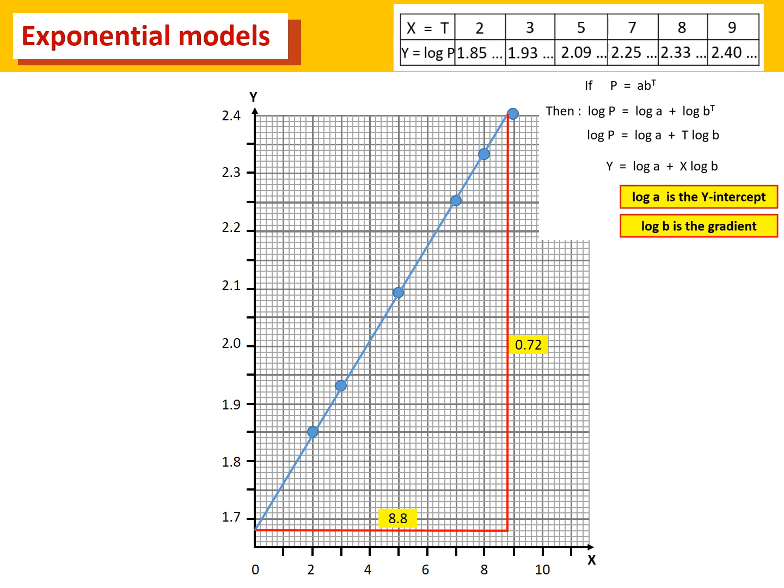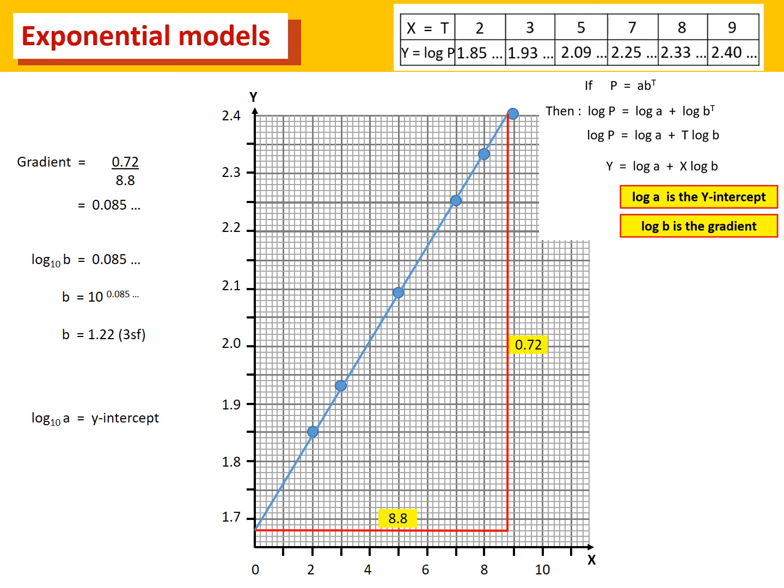The change in x is 8.8. And therefore the gradient of that line is 0.72 divided by 8.8, and that's 0.085. Now remembering that log b is the gradient, then log b equals 0.085, so b equals 10 to the power of 0.085, and that's 1.22.